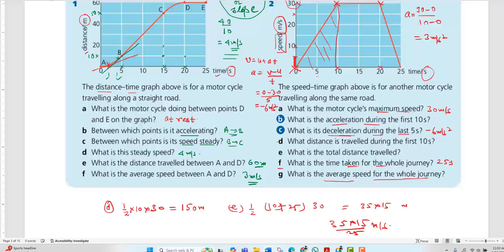Clear? I hope everything is clear to you. So your homework is to try as many questions as you can. And try to concretize that concept of motion.